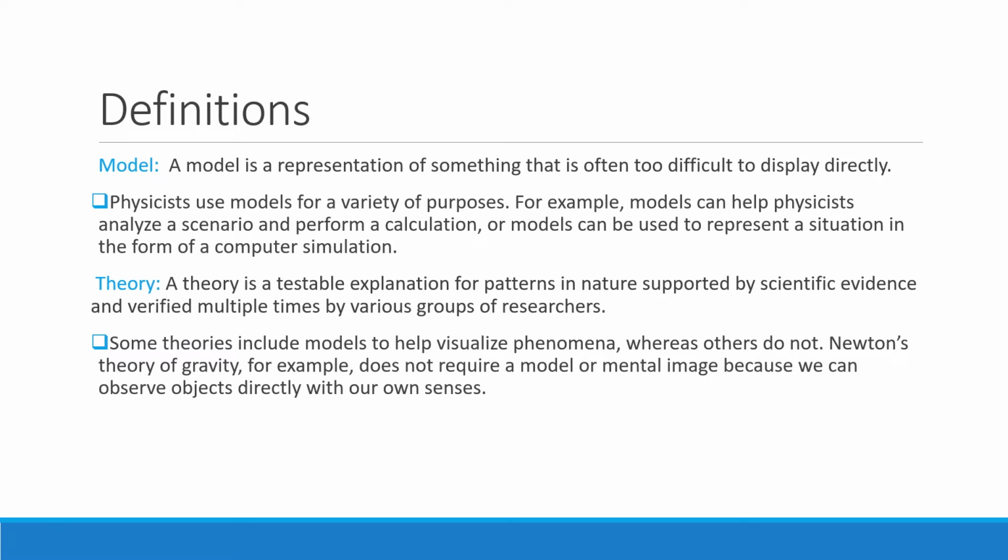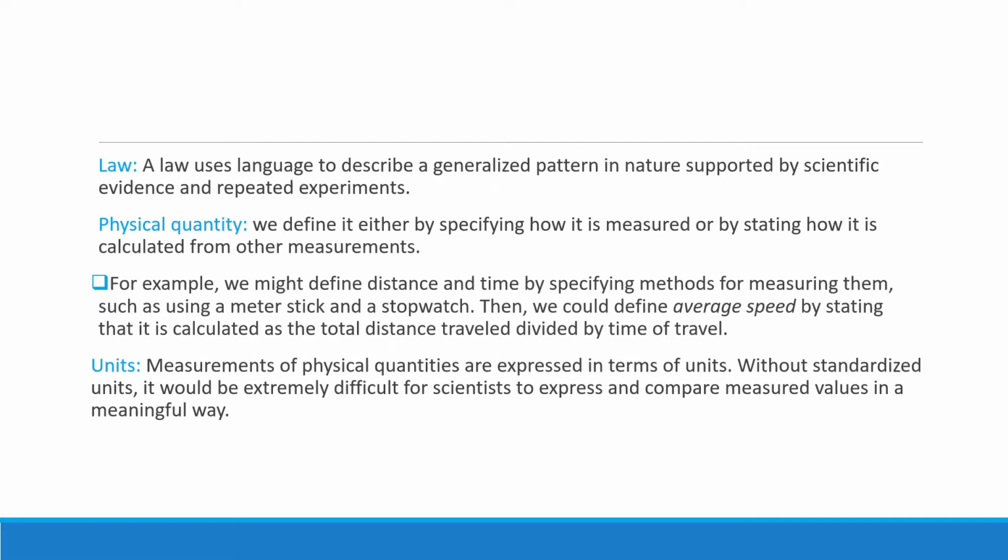Theory. A theory is a testable explanation for patterns in nature supported by scientific evidence and verified multiple times by various groups of researchers. Some theories include models to help visualize phenomena, whereas others do not. Newton's theory of gravity, for example, does not require a model or mental image because we can observe objects directly with our own senses. A law uses language to describe a generalized pattern in nature supported by scientific evidence and repeated experiments.